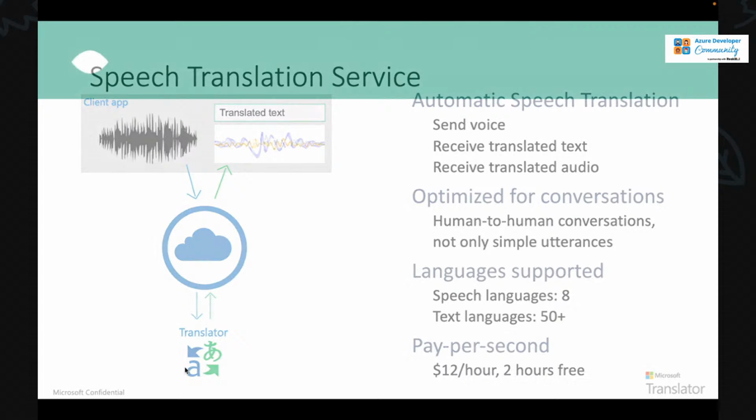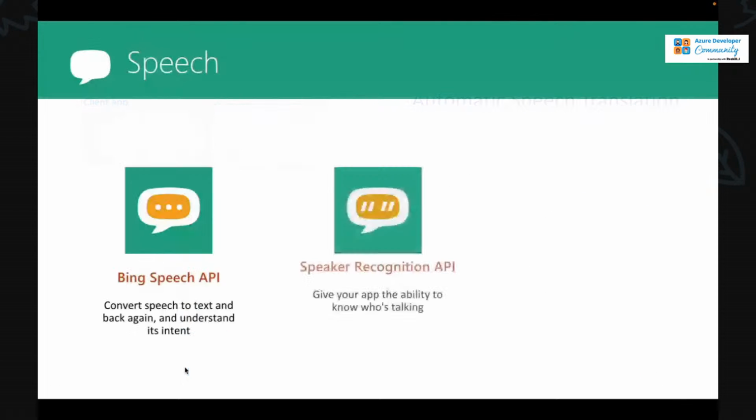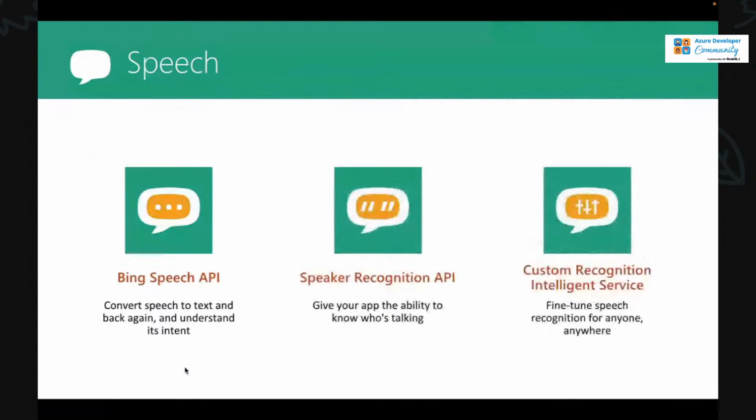Coming to the speech, we have Bing Speech API, we have speaker recognition, and we have custom recognition. Speech API is where you convert speech to text and then understand its intent. Speaker recognition is where you try to understand who the speaker is. And in custom recognition, you try to fine tune your speech for anyone or anywhere. That's where you bring your own capabilities inside.